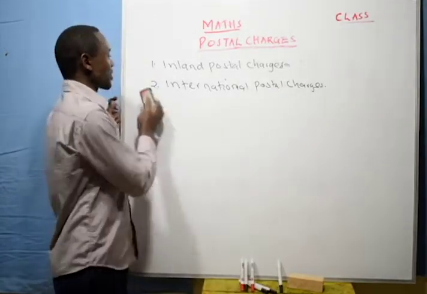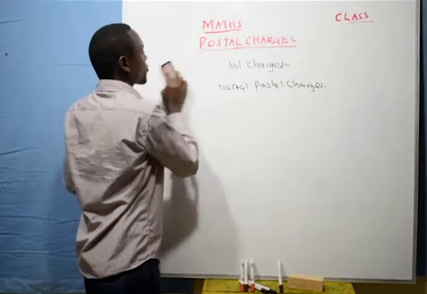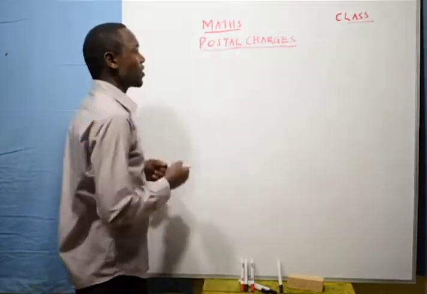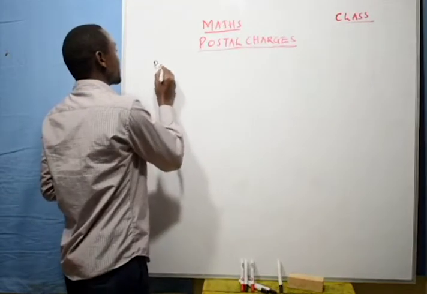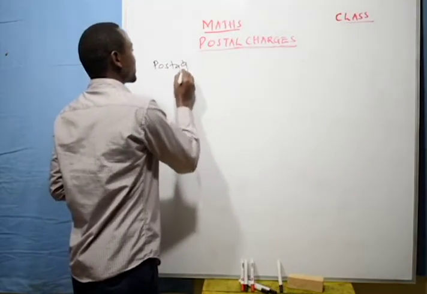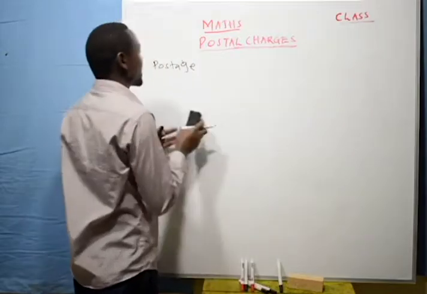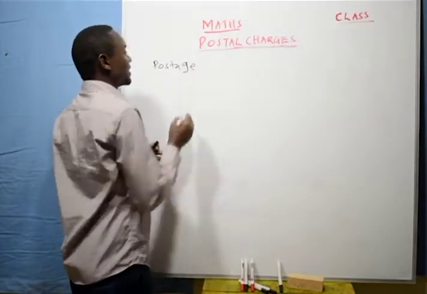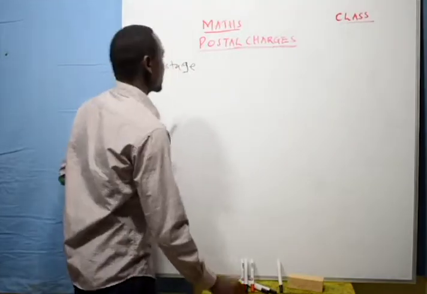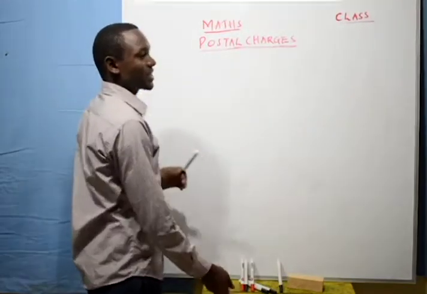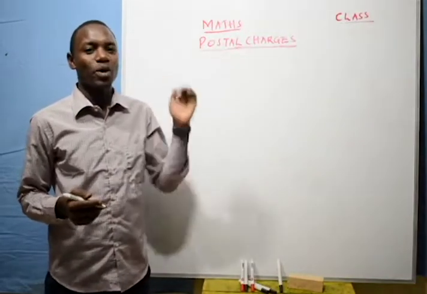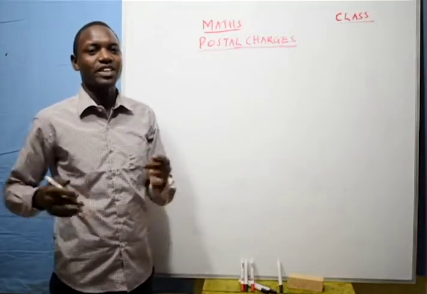When we are calculating postal charges, the amount of money that you pay at the post office is what we call the postage. That is the total postage. Postage is the amount of money that you will pay for sending a letter or a parcel. When calculating postal charges, you calculate per weight, either in grams or in kilograms.